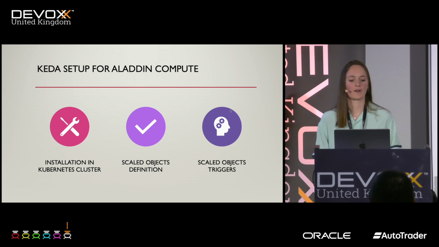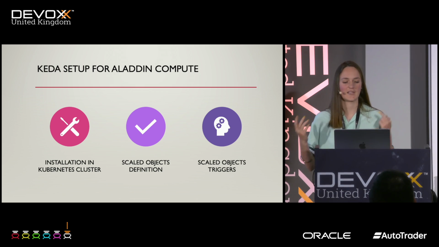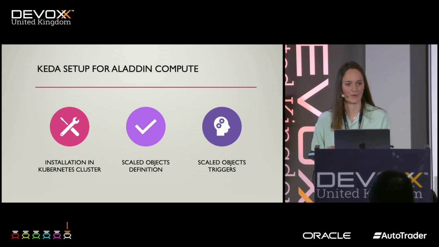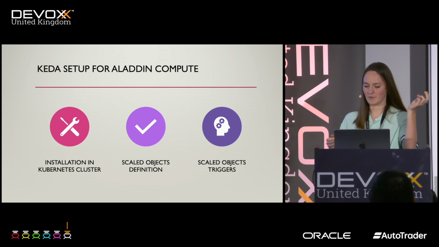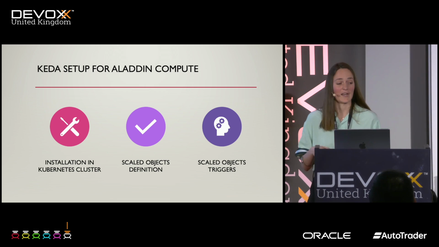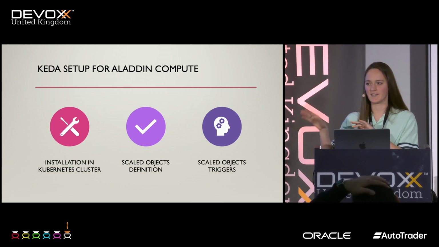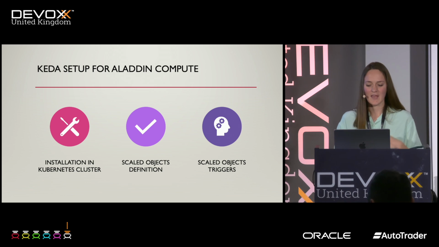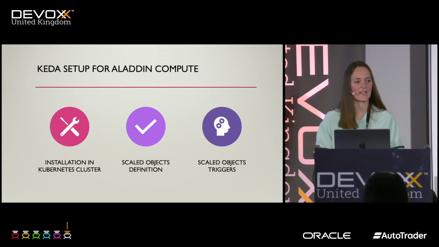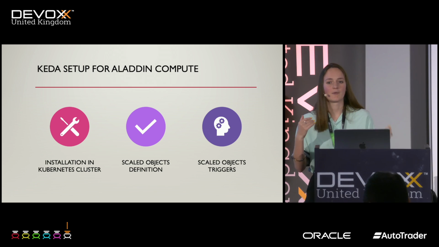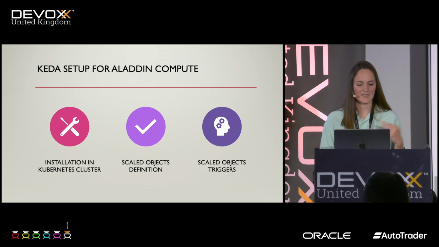Now we are going to talk a bit more about the setup for Aladdin Compute. As we had a look in the Keda demonstration, it is really easy for us to install it in the cluster. Then we do the scaled object definition. We have to identify what we need, what we don't need. And then we do our scaled object triggers, knowing about everything that is possible with Keda.